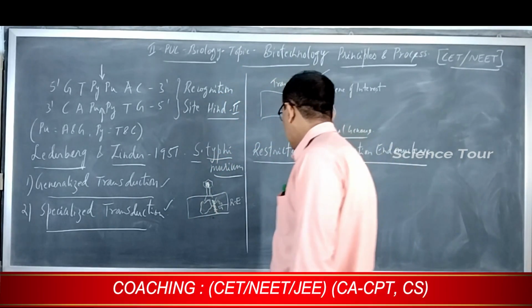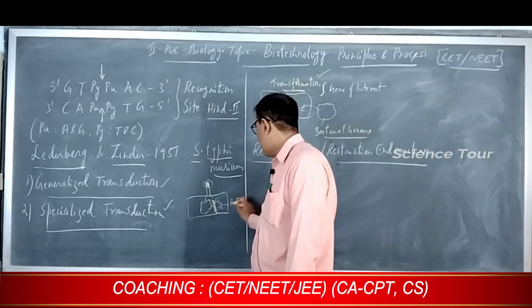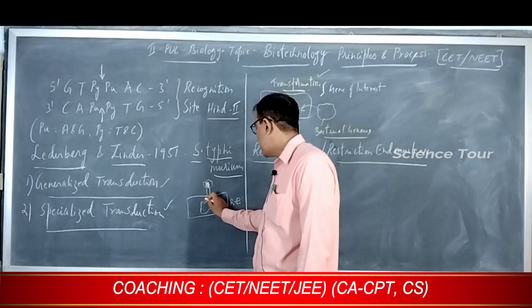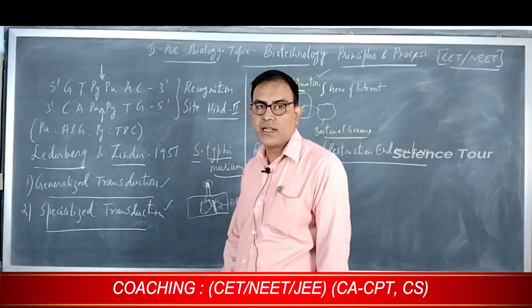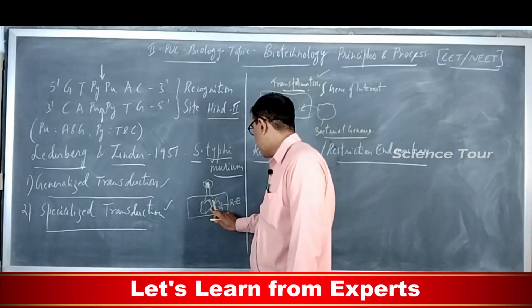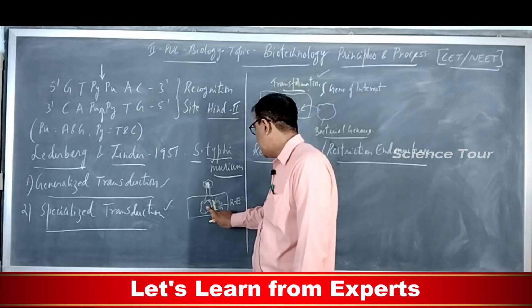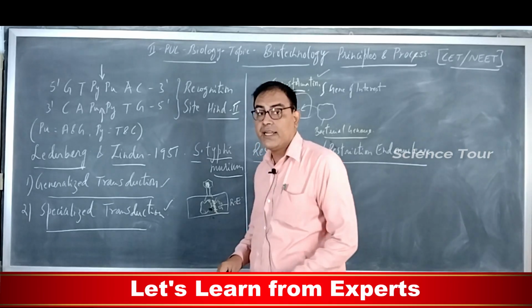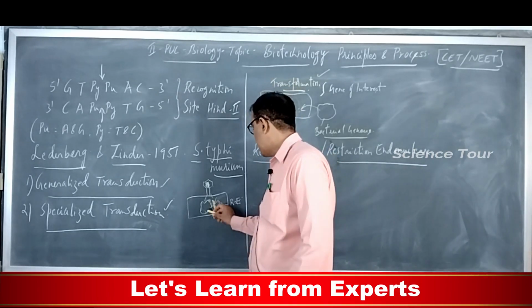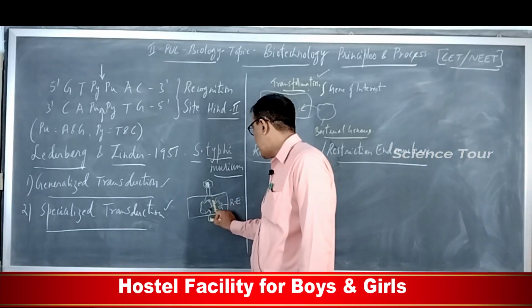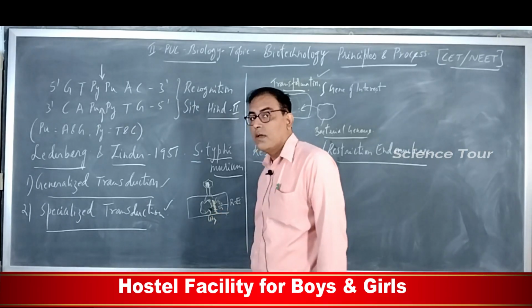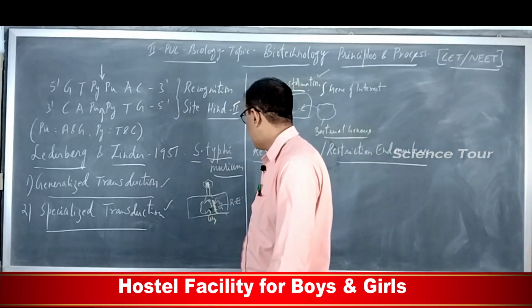Then you may ask, sir, restriction endonuclease is there, but what if it cuts the genome of its own bacterial cell? No, it cannot happen, because there is addition of a methyl group at the region of adenine or cytosine. What is added? Methyl group. That is called methylation.